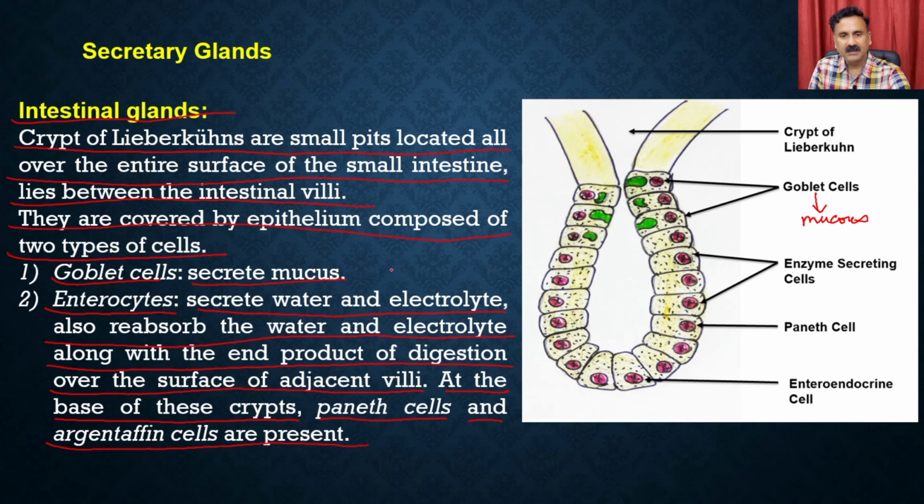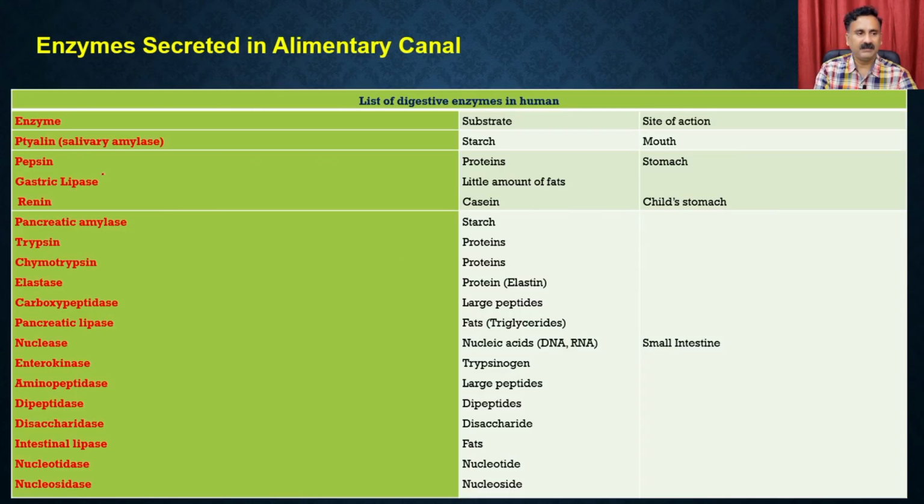So, now let us see what are the different types of enzymes which are present in the alimentary canal. You have the enzymes which are secreted by these secretory glands. Starting from the buccal cavity, you are going to have the ptyalin, which is called the salivary amylase. Its function is to digest the starch and convert it into dextrose, and that is how it gives you a sweet taste. And that is in the buccal cavity or the mouth.